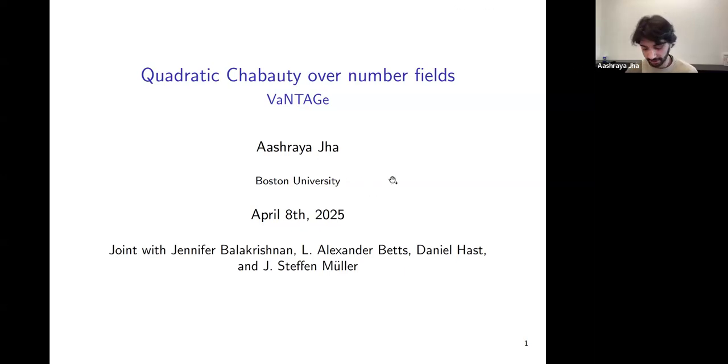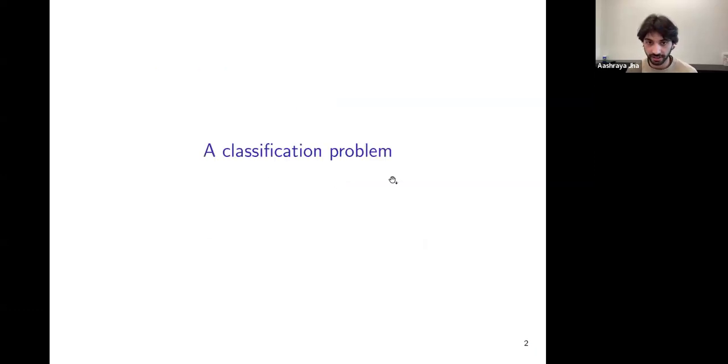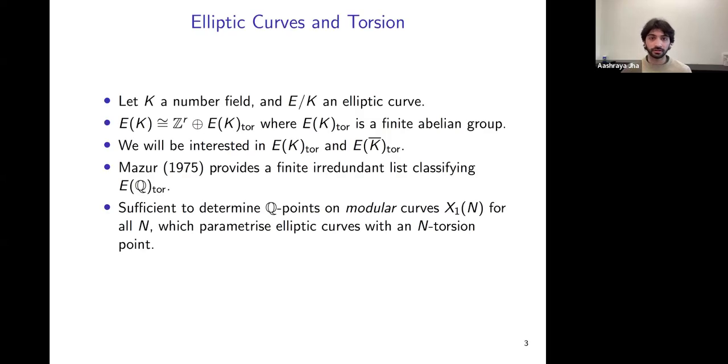Okay, so our story starts with a classical classification problem, which is the following. Our setup is that we have an elliptic curve over a number field K. By the Mordell-Weil theorem, we know E(K) is a finitely generated abelian group, so it's isomorphic to Z^r plus a finite abelian group, which I'm calling E(K)_tors. What we will be interested in today is E(K)_tors, and also actually E(K̄)_tors, where K̄ is the algebraic closure of K.